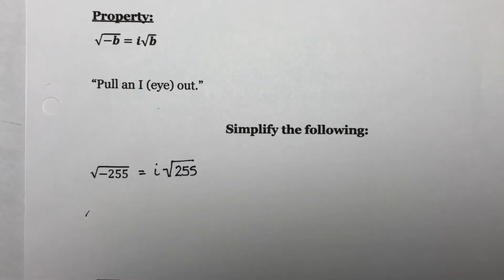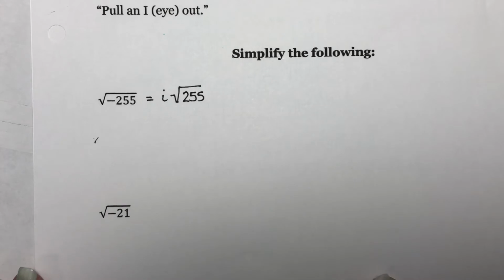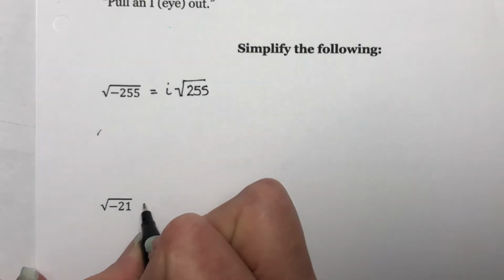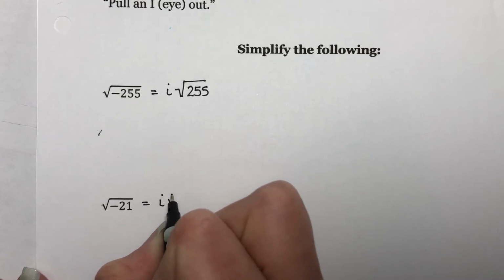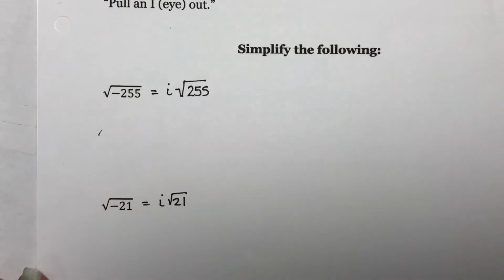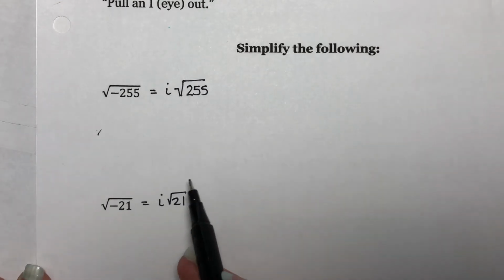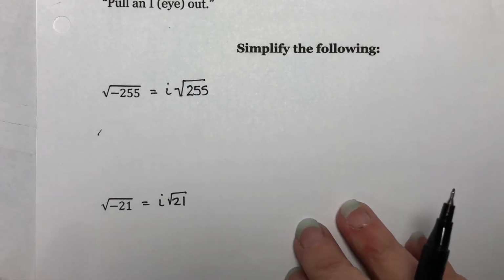It is simplified, okay? If I want to simplify the square root of -21, I pull an i out and I get the square root of 21. Now I would check to see if the square root of 21 simplifies. If you think about doing a prime factorization here, you would get 3 times 7. No pairs, that's as simple as that one gets.